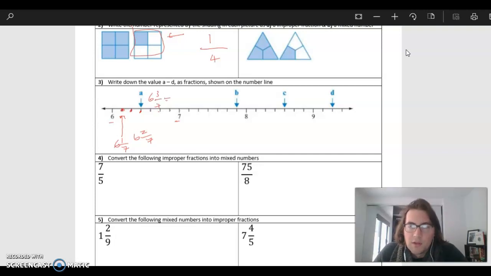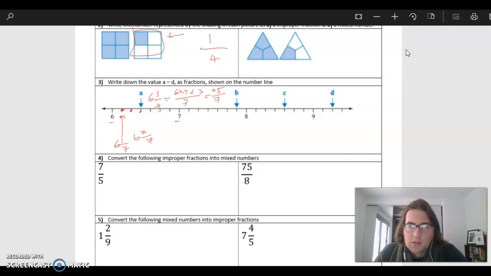If I wanted to turn that into an improper fraction, I could say that's equal to 6 times 7 plus 3 over 7. Okay, 6 sevens are 42, 3 plus 42 is 45 over 7. That's another way of looking at it.